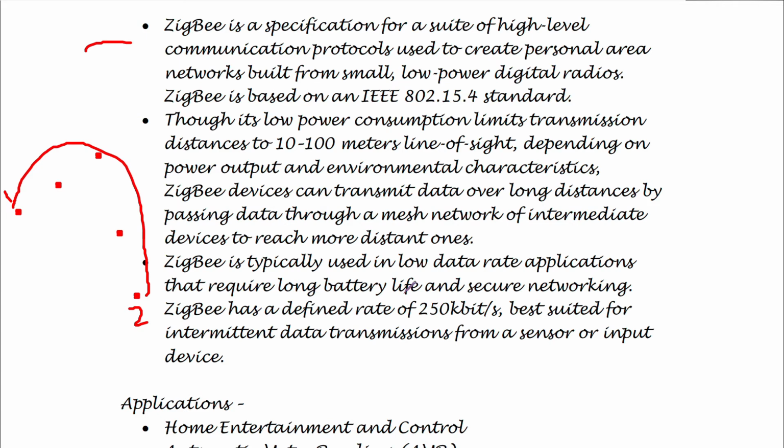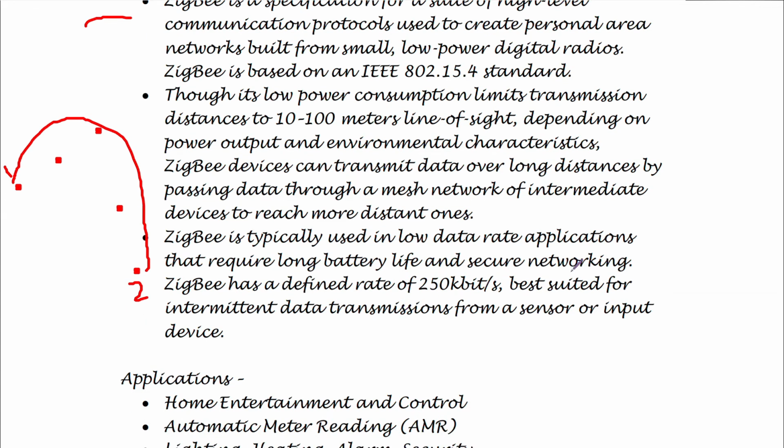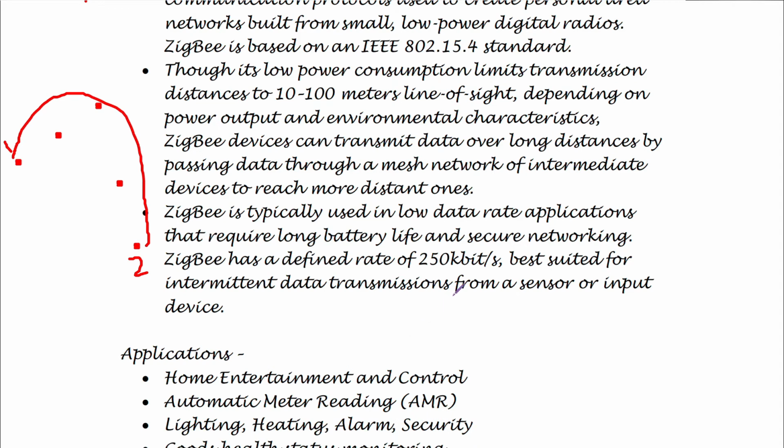So Zigbee is usually used in low data rate applications that require long battery life since it has a low power consumption profile, and secure networking. So it has a defined rate of around 250 kbps, best suited for intermittent data transmissions from a sensor or input device.